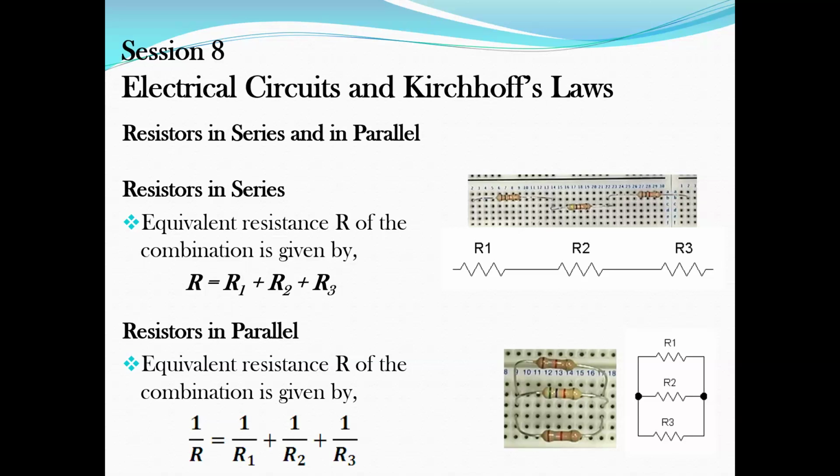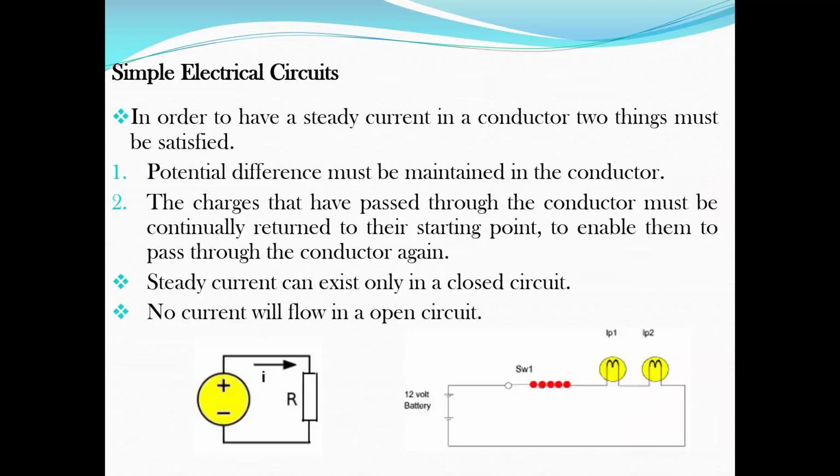Another one is, if the circuit is a parallel circuit diagram, then we can find the resultant R as 1 over R1 plus 1 over R2 plus 1 over R3, right? The simple circuit diagram we discussed.